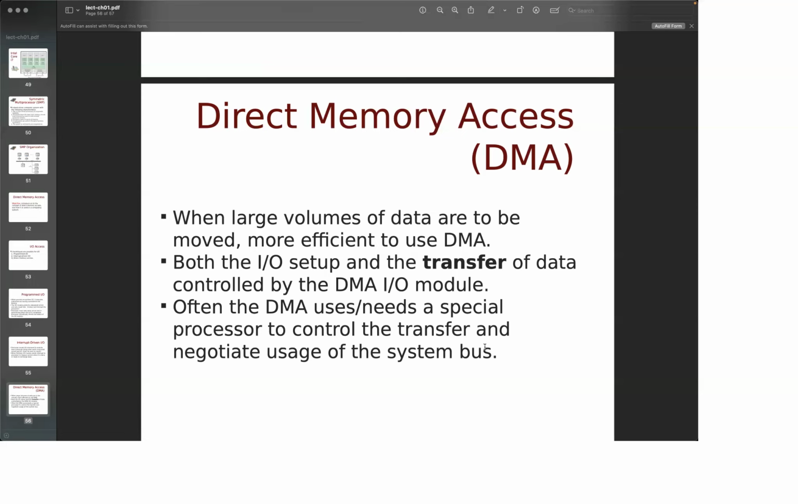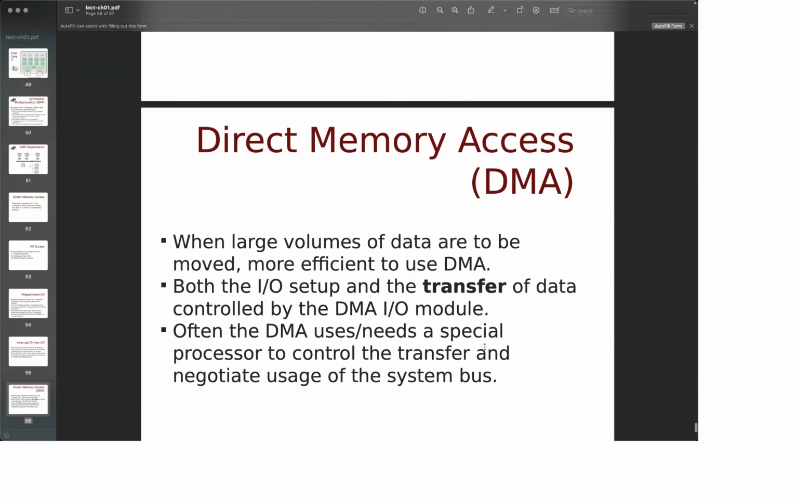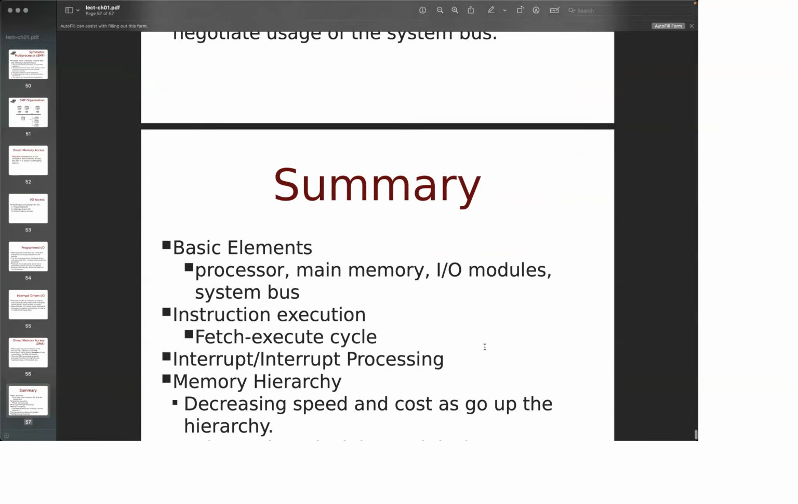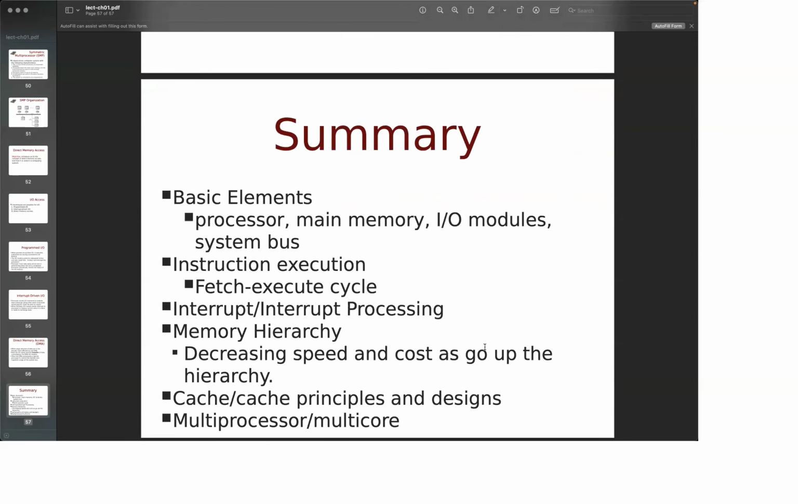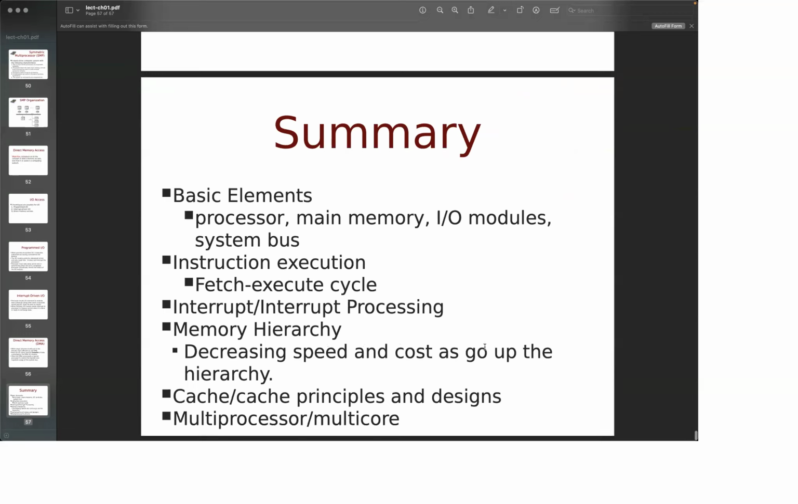Okay, so here are the three types of memory access. And that's it for today. We talked about the processor, main memory, and the IO modules. Okay, and that's it for today.